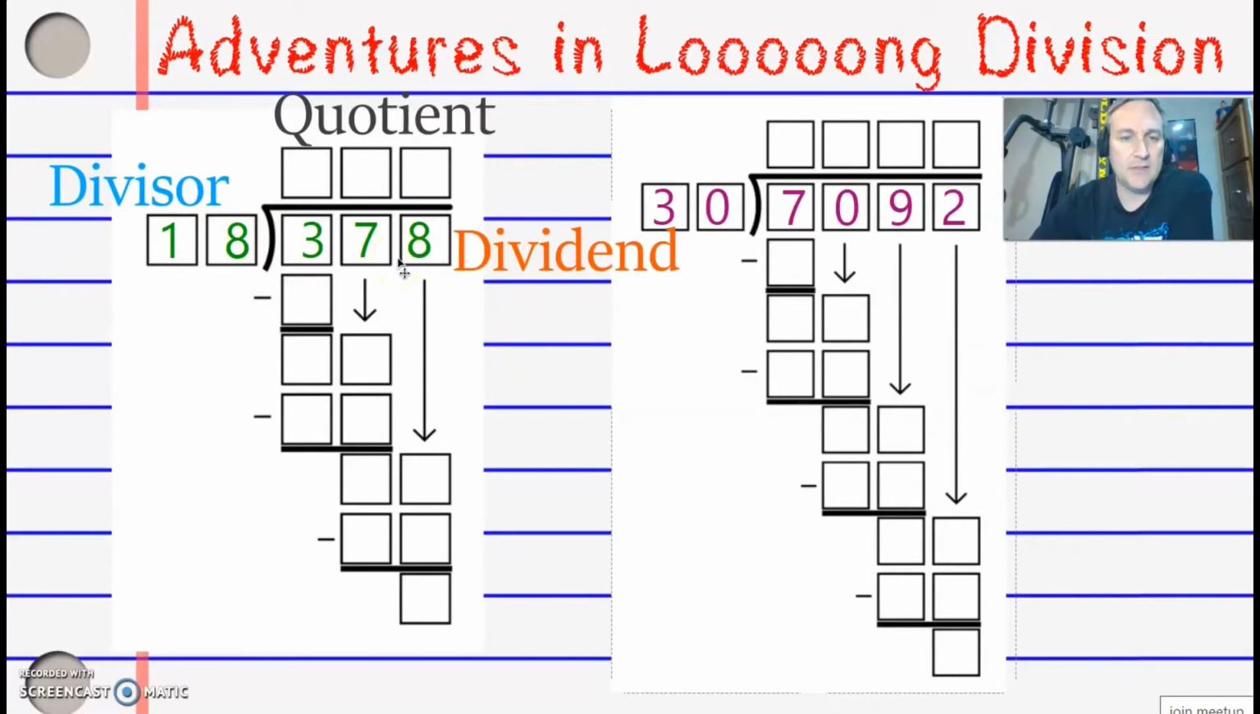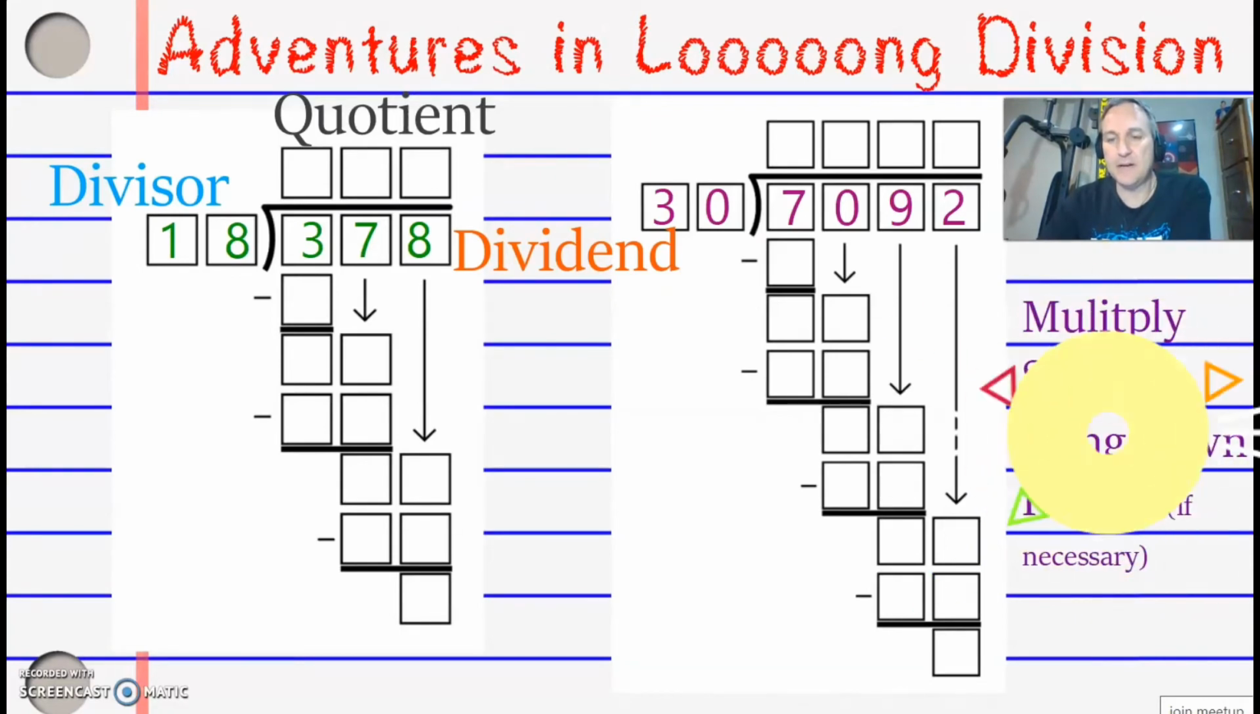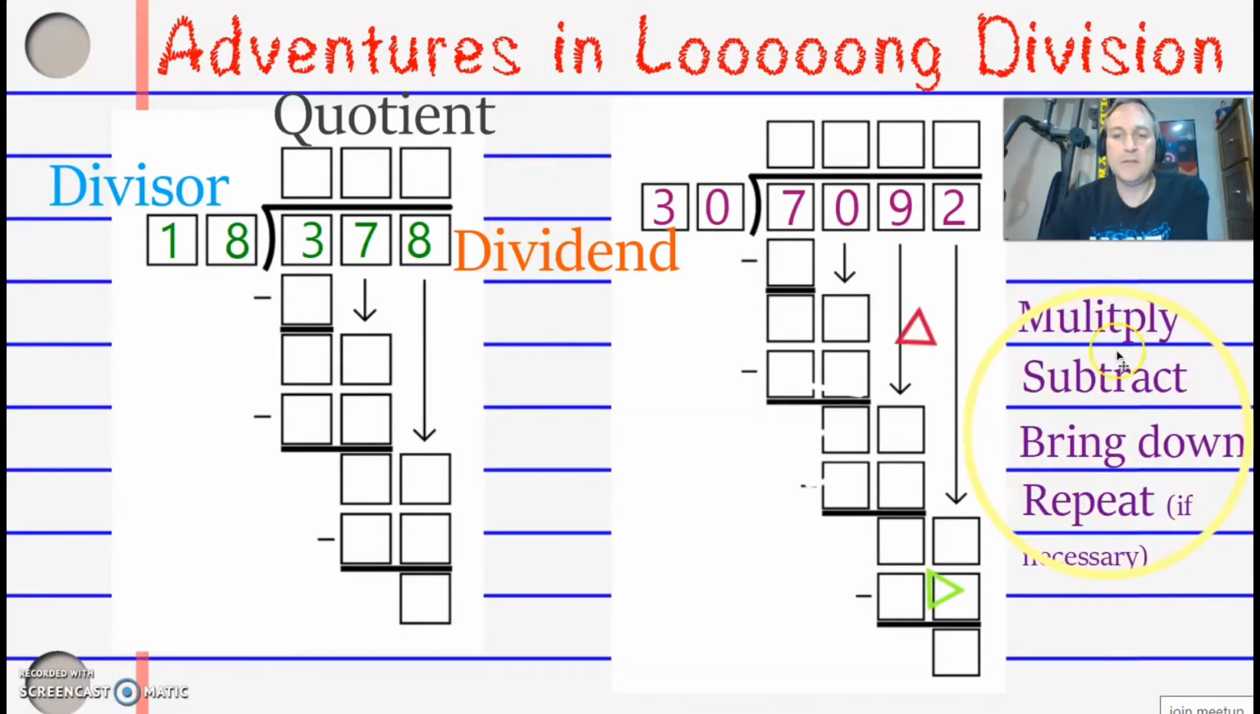We can basically start this problem off right away by doing the multiply, subtract, bring down method. Multiply, subtract, bring down. First we would multiply, then we would subtract, and then we would bring down, and then we repeat that process if necessary. Of course, it's not necessary if there's nothing left to bring down. So that's the steps we use right there. So let's do that. Let's start off right now.